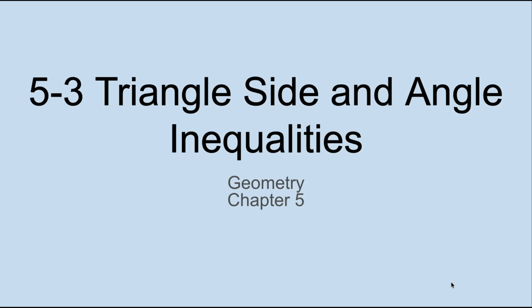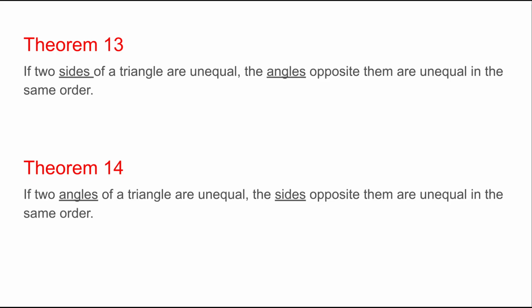Chapter 5, Lesson 3, Triangle Side and Angle Inequalities. Open your book and let's get started. So we have Theorem 13. If two sides of a triangle are unequal, the angles opposite of them are unequal in the same order.